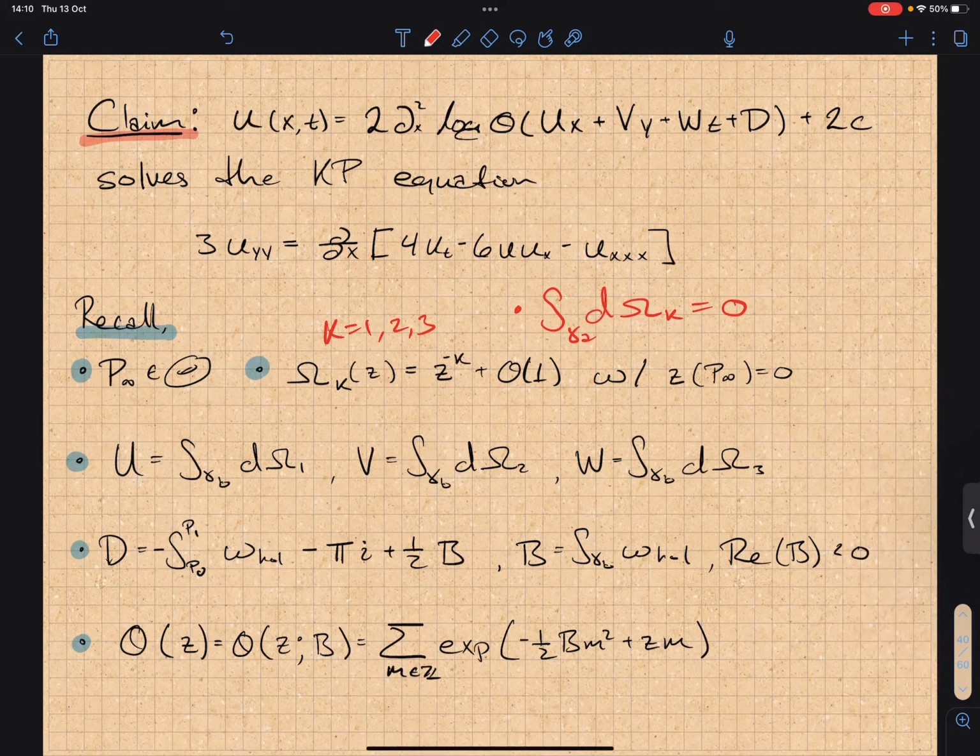So this is something I didn't mention in the previous lecture: to define this uniquely, we need a specific normalization such that these integrals are equal to 0. And this is going to come up in one of the computations later on.